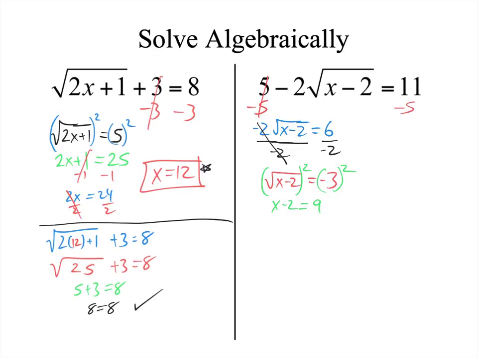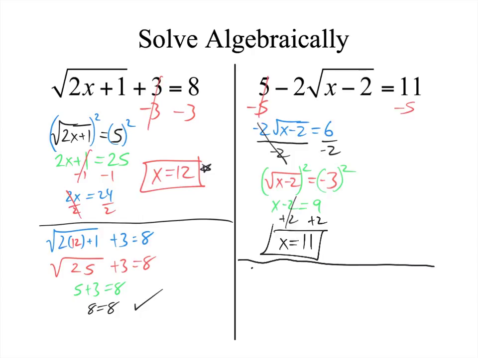And one more step, get rid of that minus 2, so we're going to add 2 to both sides. So we're going to add 2. Oops, let me just go back a second. We're going to add 2. So x equals 11. All right. x equals 11. Let's check it.